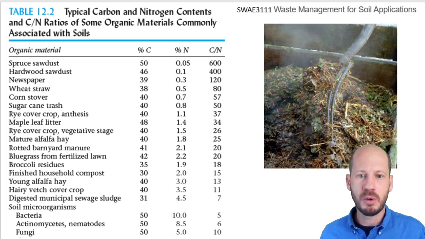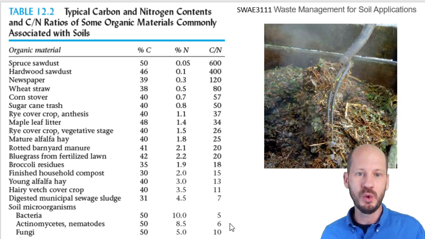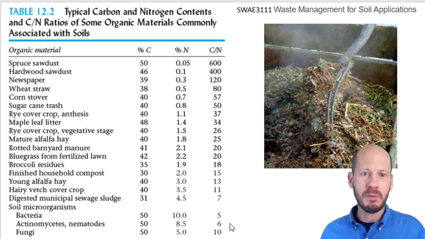If you look at the bottom of this table, what is the carbon to nitrogen ratio of a bacteria? It's about 5. Of actinomycetes and nematodes, about 6. Of a fungus, about 10. What does this mean? It means that for every five molecules of carbon that the microbe uses, it needs to take one molecule of nitrogen to make more cells. So there's a proportion that the microbes need to keep when they're making more cell material. They have this internal composition that does not change too much when they make new cells.